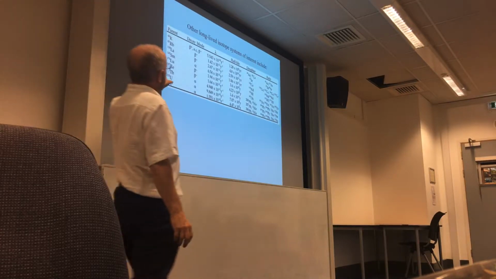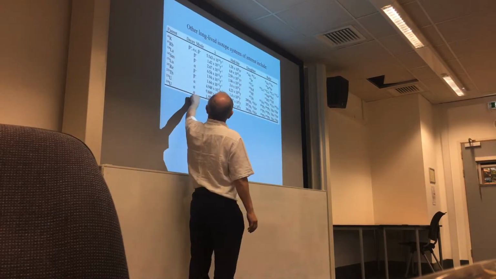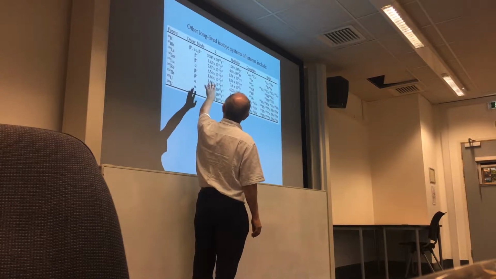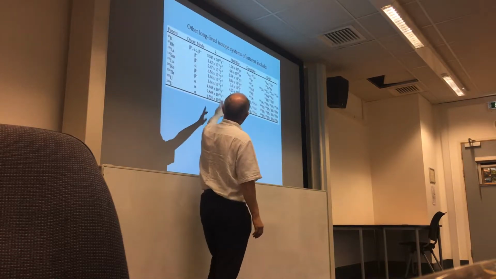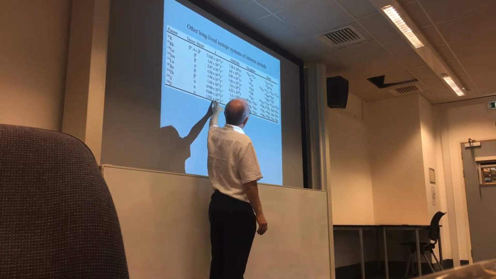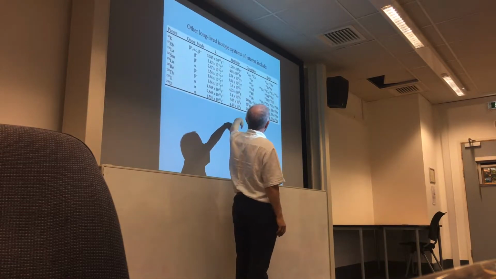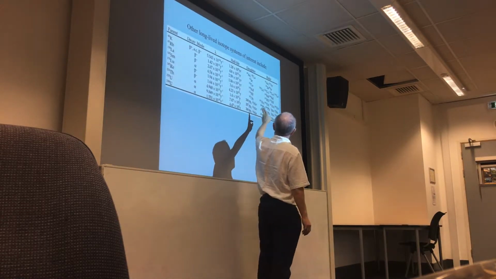So this is the parent isotope. This is the way it decays, either by beta decay or electron capture or alpha decay. This is the value of lambda for that isotope with its half-life. This is the daughter isotope.